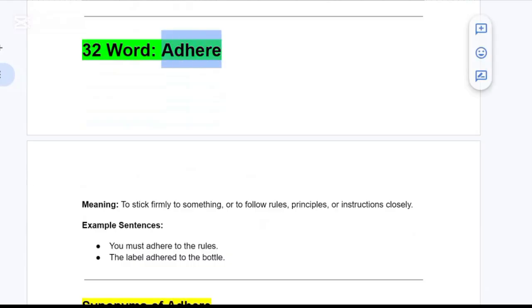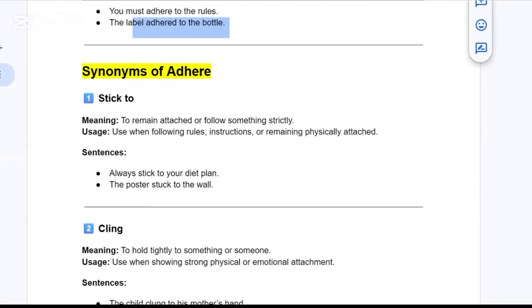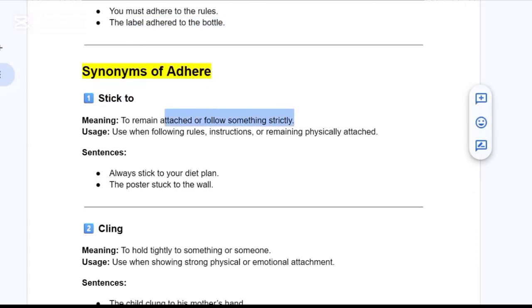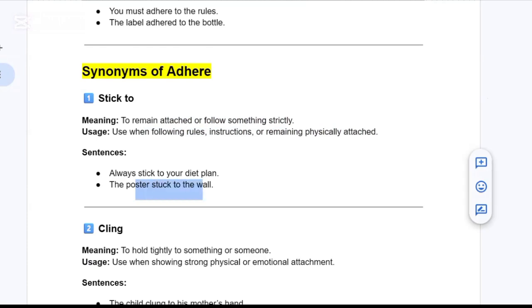32nd word is adhere. Adhere is to stick firmly to something or follow rules, principles, or instructions closely. Examples: you must adhere to the rules, means you must follow the rules. The label adhered to the bottle. Synonyms of adhere: stick to, remain attached or follow something strictly, used when following rules, instructions, or remaining physically attached. Always stick to your diet plan. The poster stuck to the wall.